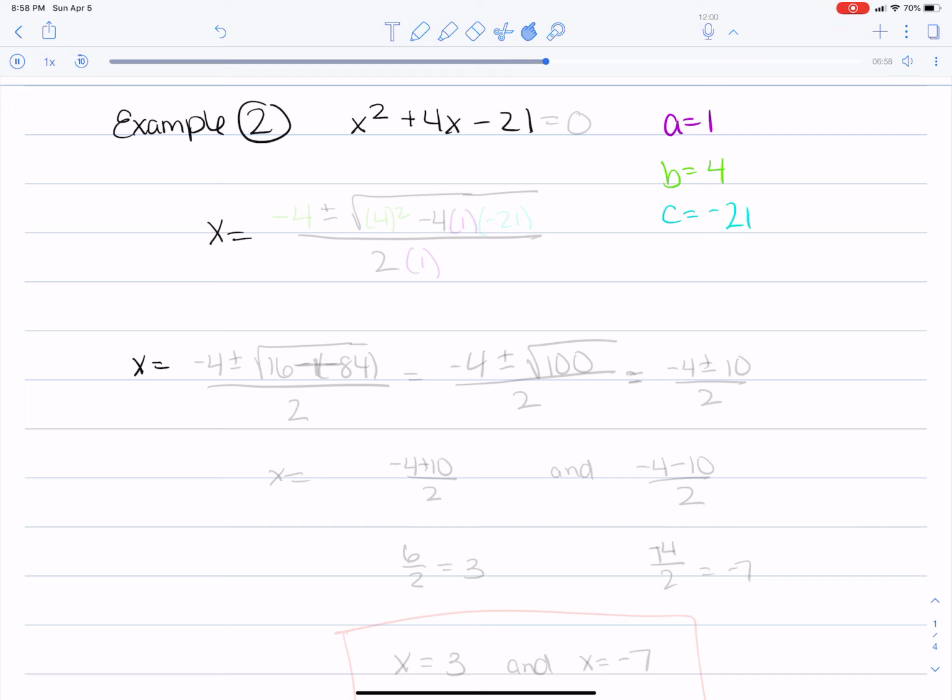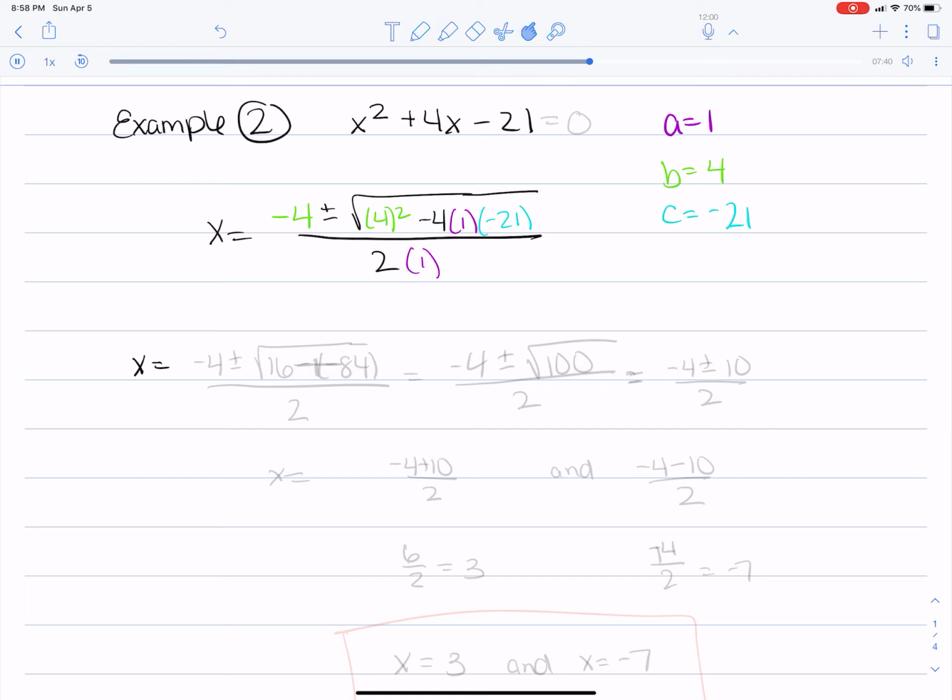Right, so now let's fill in our quadratic formula. So we have the opposite of b first. So the opposite of positive 4 is going to be negative 4, plus or minus the square root of b squared. My b squared is going to be 4 squared, minus 4 times a, which my a is 1, times c, which my c is negative 21. And this is all over 2 times my a, which again is 1.